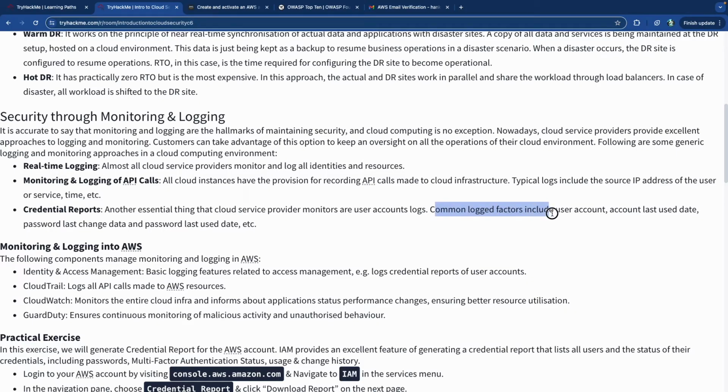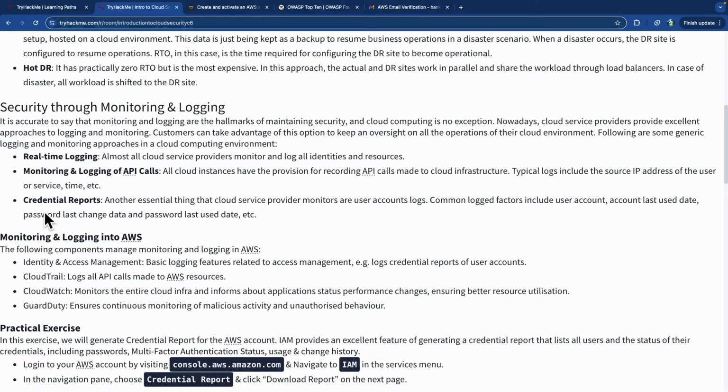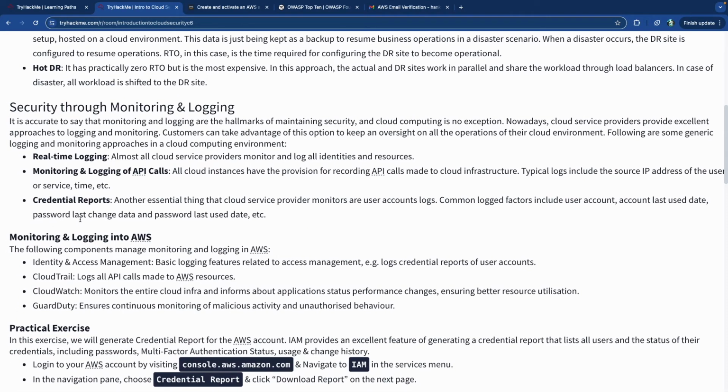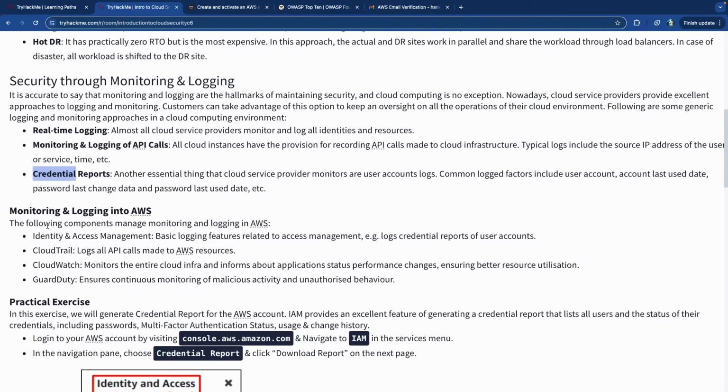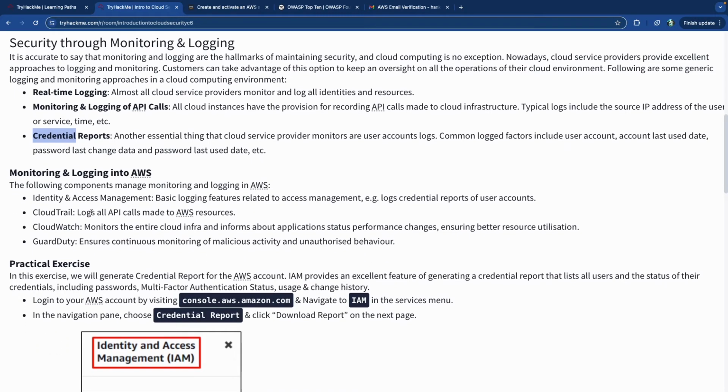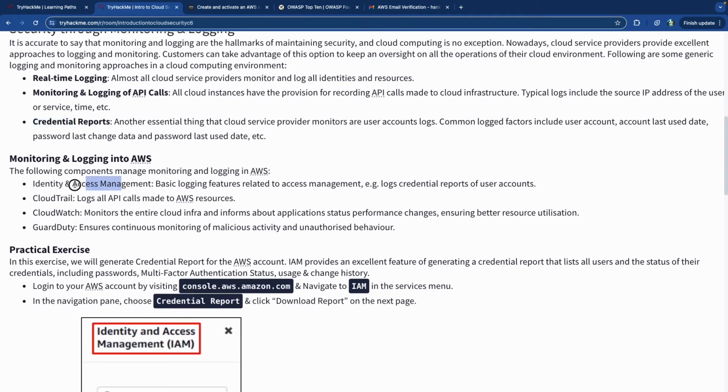Common log factors include the user account, the last used date, the password last changed, password last used, all that stuff that has to do with the credentials and the actual users themselves. Then you have monitoring and logging in AWS specifically, so IAM, identity and access management, basic logging features related to access management, logs and credential reports of user accounts.